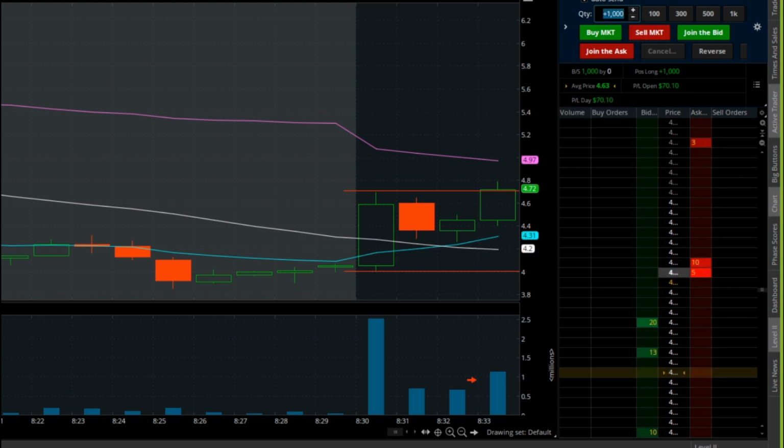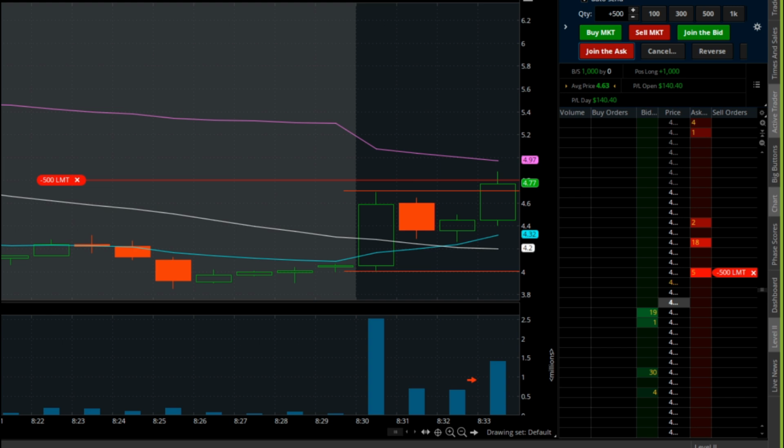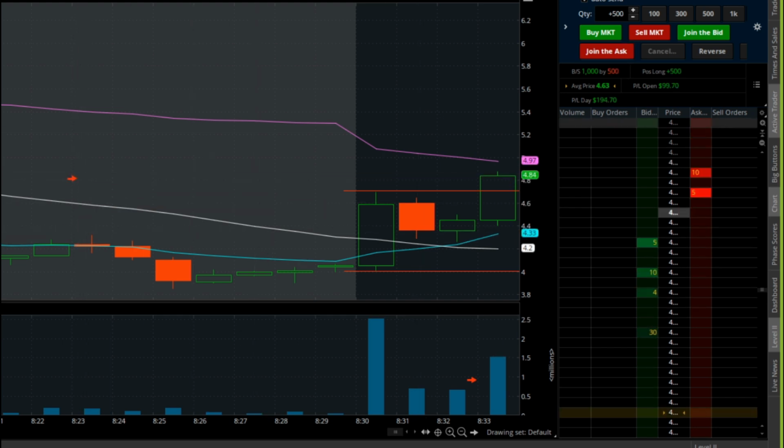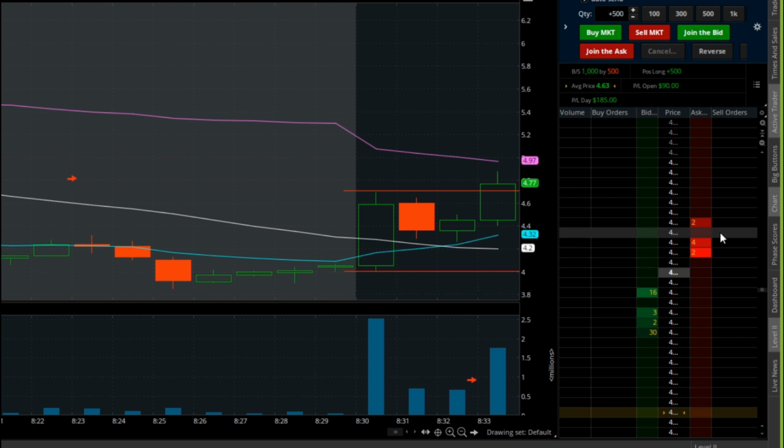And again, what you'll see me do a lot of the time with this specific strategy is scale out of half the position as we start to move up. So I'm going to get out a little bit more on the asking price if it lets me. Okay, yeah, there we go. So I got out of half of it on the asking price, which again is basically an automatic fill.